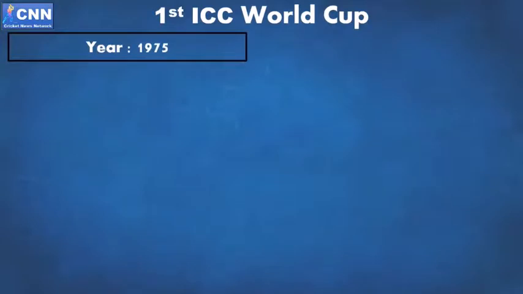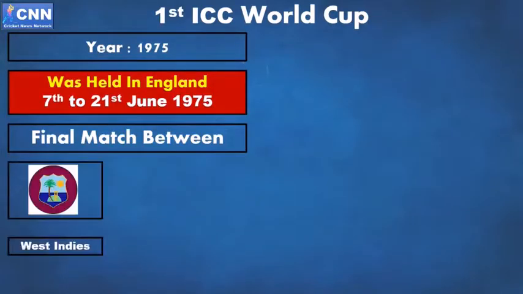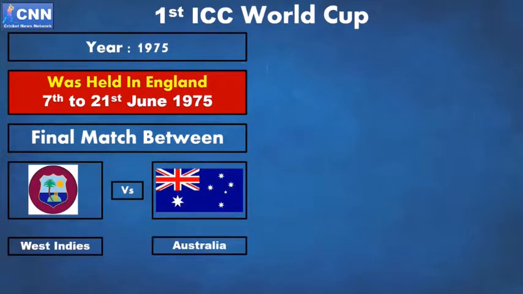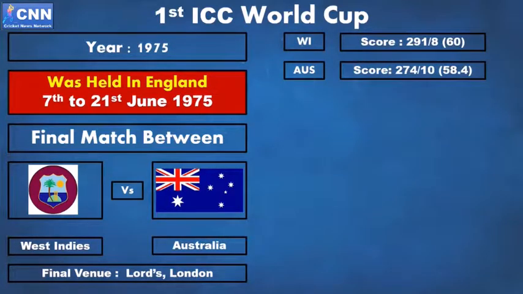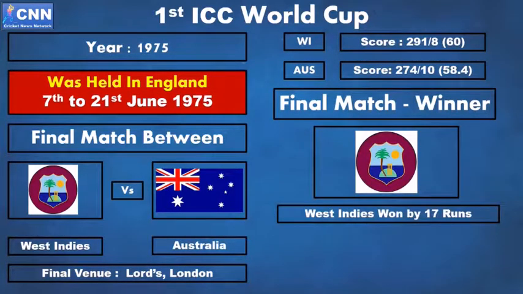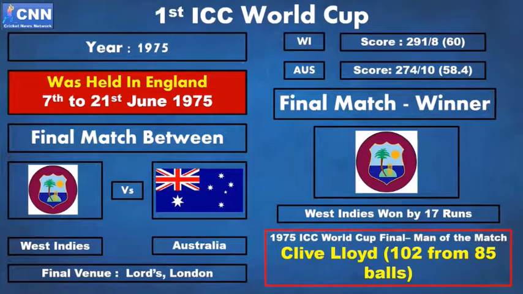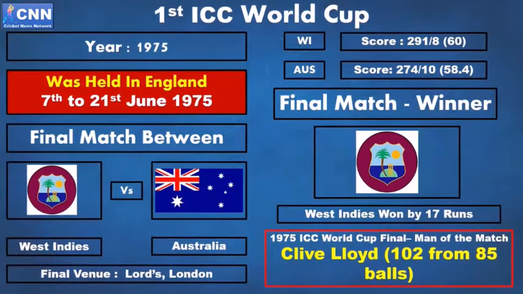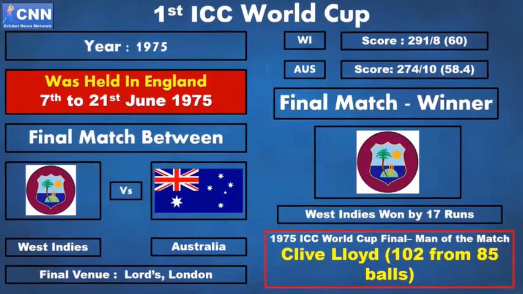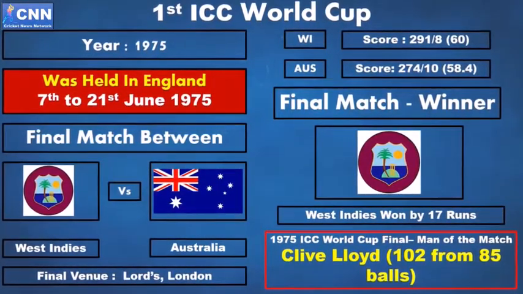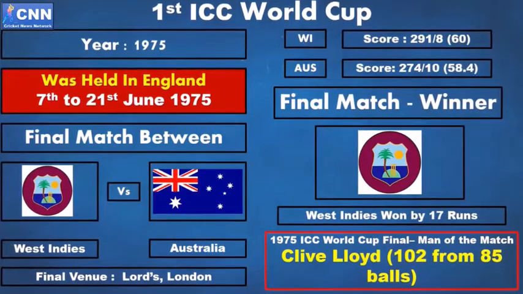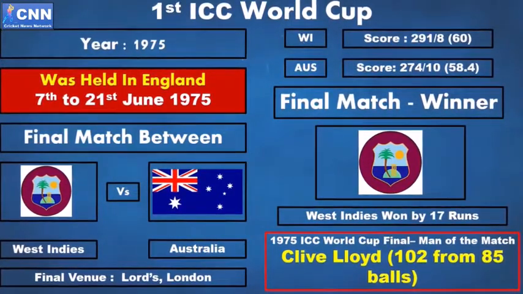The 1975 Cricket World Cup was the first edition of the Cricket World Cup, organized by the International Cricket Conference and was the first major limited overs one-day international cricket tournament to be held. It was held from 7 to June 21, 1975 in England. In the final, the West Indies beat Australia by 17 runs. This tournament was held as 60 overs game.